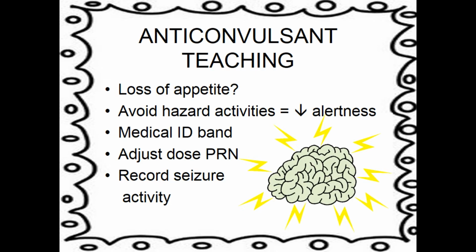You can adjust the dose PRN to increase the dose at a time when you're having more seizures and more stress, and vice versa. And you want to always record any seizure activities so you can show the effectiveness or the lack thereof to your doctor when you go back.